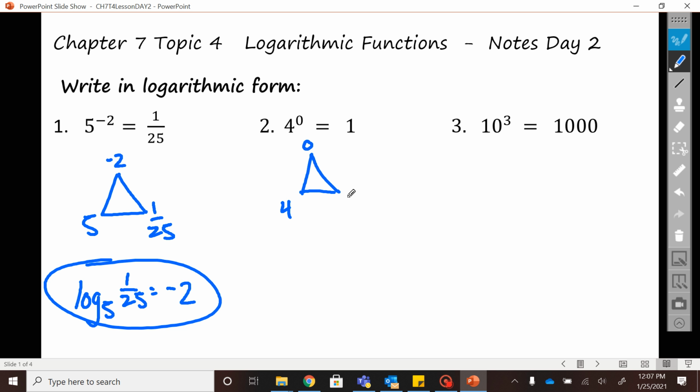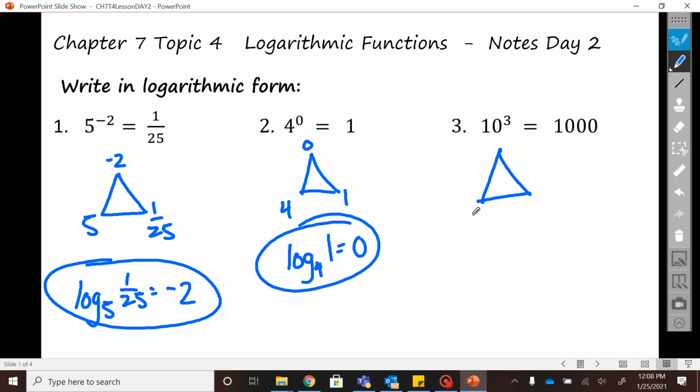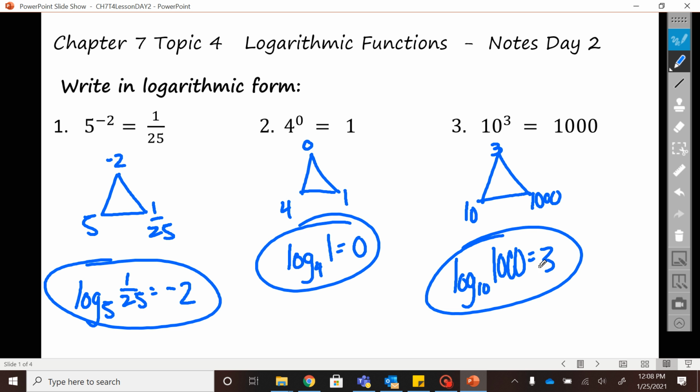4, 0, 1, that would mean log, so we use the bottom, the legs, log base 4 of 1 equals 0. 10 to the third power equals 1,000, so 10 to the third is 1,000. If I want the log, I use the legs, log base 10 of 1,000 is equal to 3.